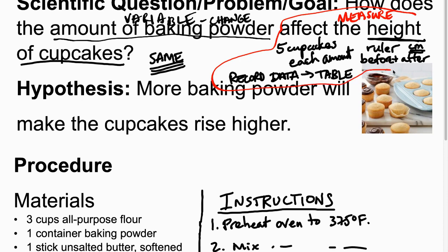And I wrote down some stuff, right? I wrote down that I need to record my data in the table, and I'm going to measure the height. And I'm going to do that in centimeters with a ruler before and after for 5 cupcakes for each amount of baking powder. So I'm going to have to set up this fake, okay, sample data table.